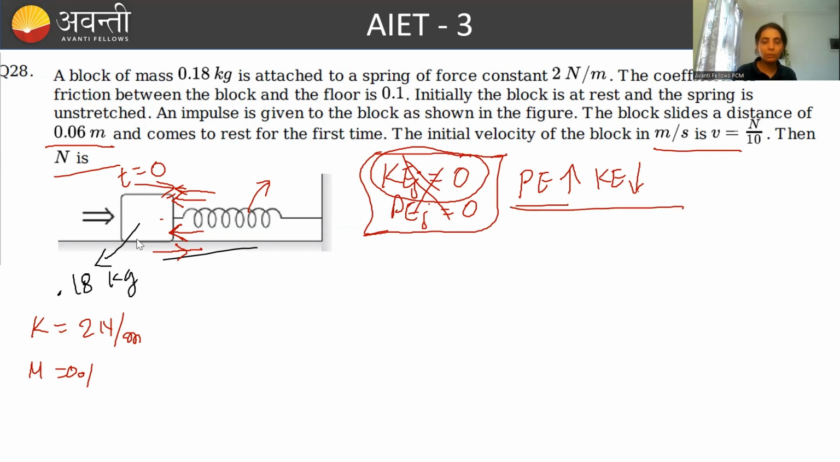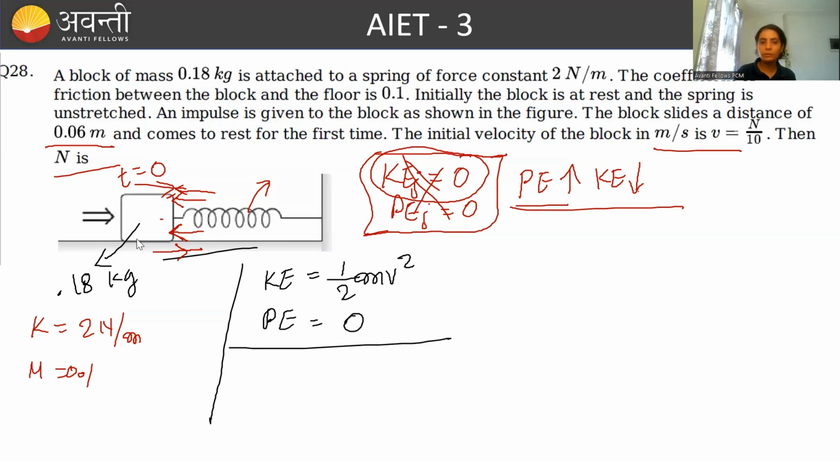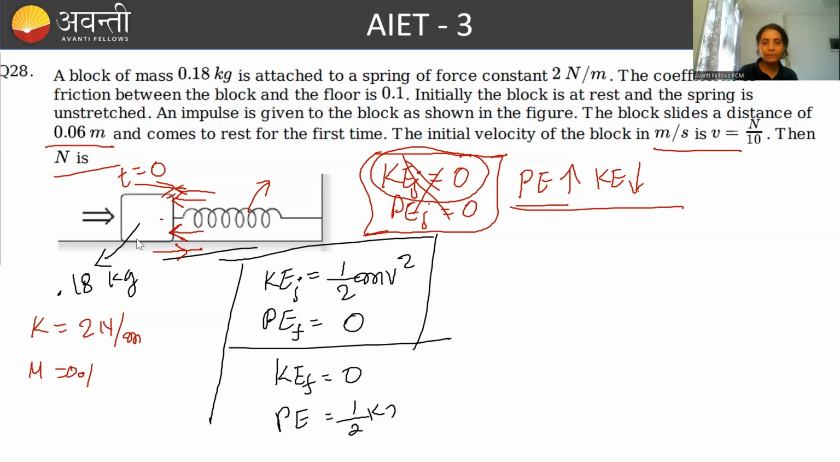So if we talk about now, just after the application of impulse, kinetic energy will be equal to how much? Half mv square, if it is gaining velocity v just after impulse action, and potential energy at that point of time will be what? 0. Okay? So this is the initial scene. And finally, what is happening? Finally, block is coming to rest. So final kinetic energy is what? 0. And final potential energy is how much? Half k x square. K is given, x is 0.06 meter.